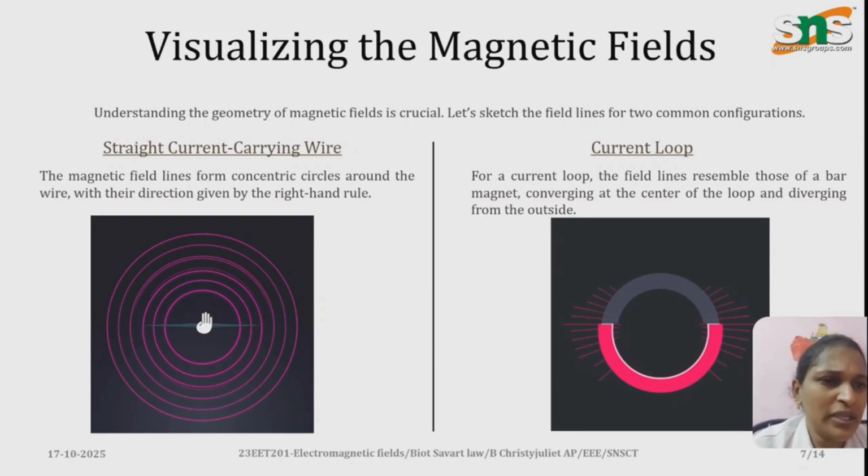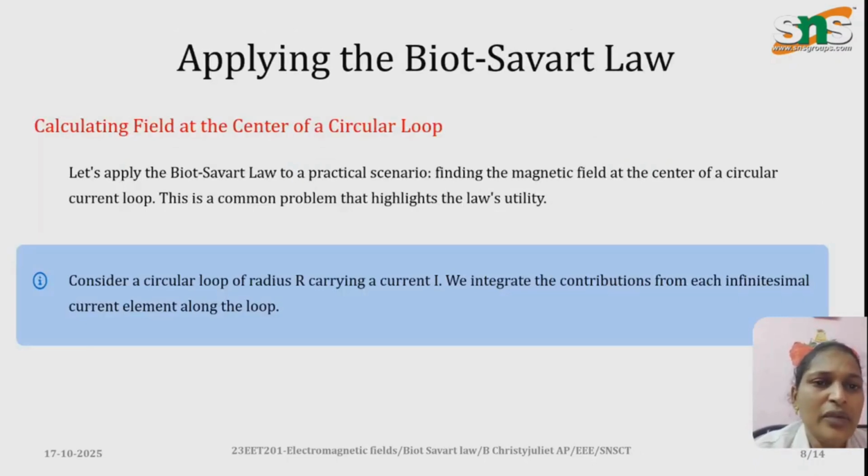And while observing the current loop, the field lines resemble those of a bar magnet, converging at the center and diverging from the outside. So there is a difference in the distribution of the magnetic field based on the symmetry of the conductor. Now we are going to apply Biot law. How can we apply Biot law for various cases?